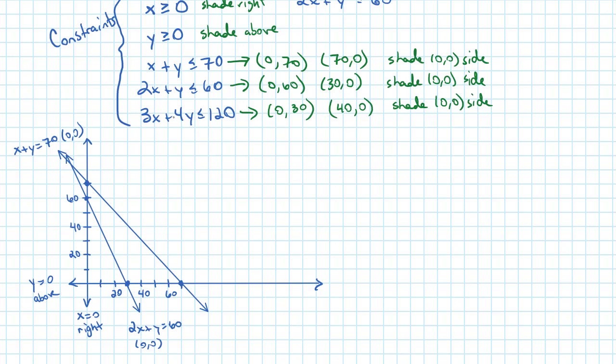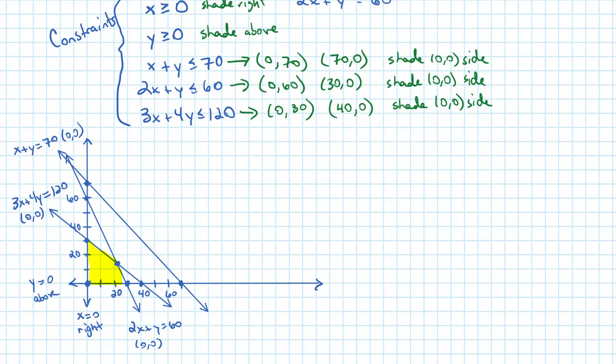All right, our last boundary line is 3x plus 4y equals 120. It goes through 0, 30, and 40, 0. Okay, and so that's 3x plus 4y equals 120, and we need to shade the 0, 0 side. So now we're limited to this quadrilateral. That's our feasible region right there, which has 4 vertices.